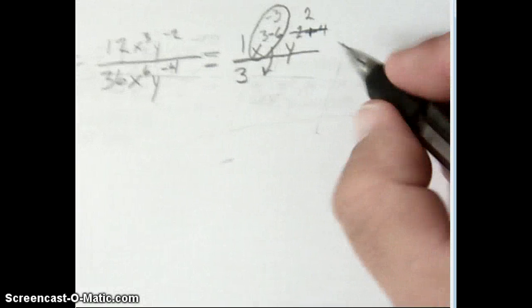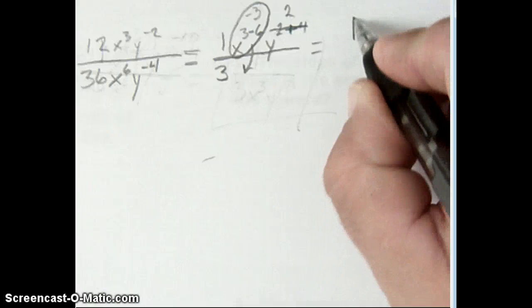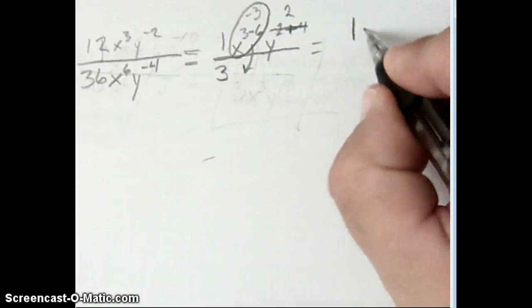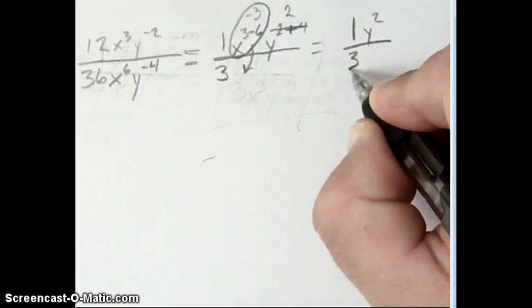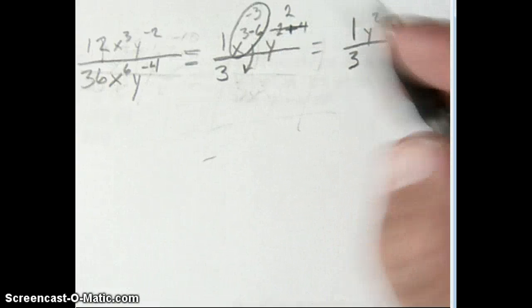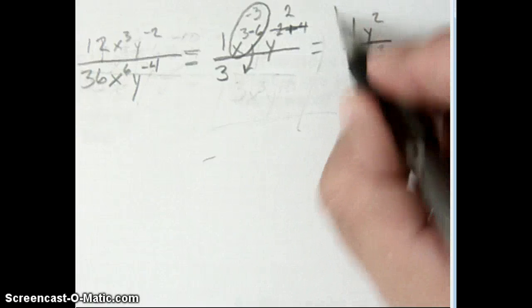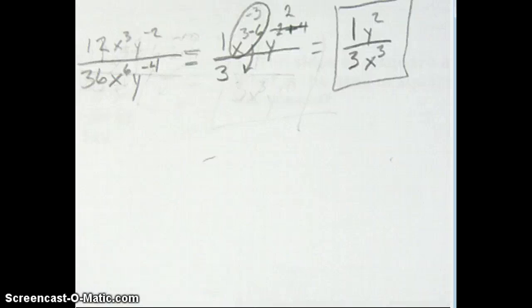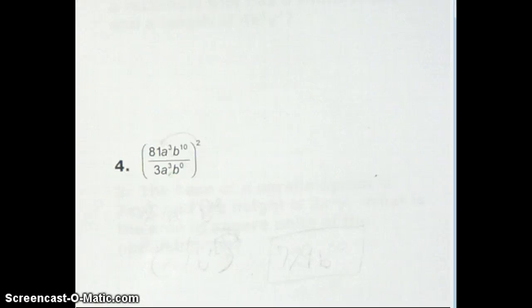All right, so when you're ready to write your final answer, we're going to end up with 1 and a y squared on top, over 3 on the bottom. And this guy's going to move down here, and he's going to become x to the positive 3. Good deal. Okay. Keep your laws in order, and it's going to help you get your answer. All right, let's see if we can get this one done before time runs out on my video.